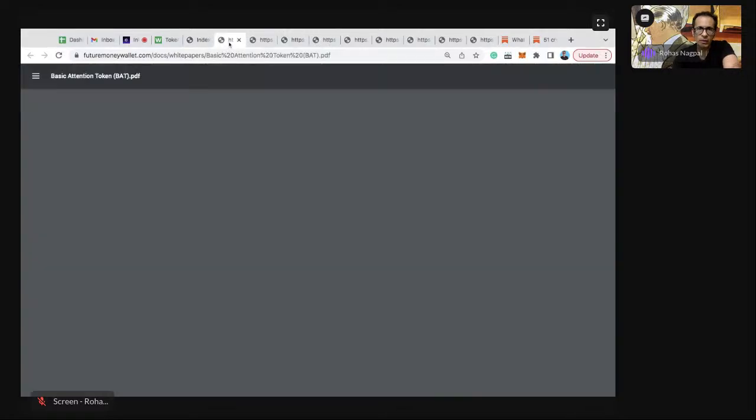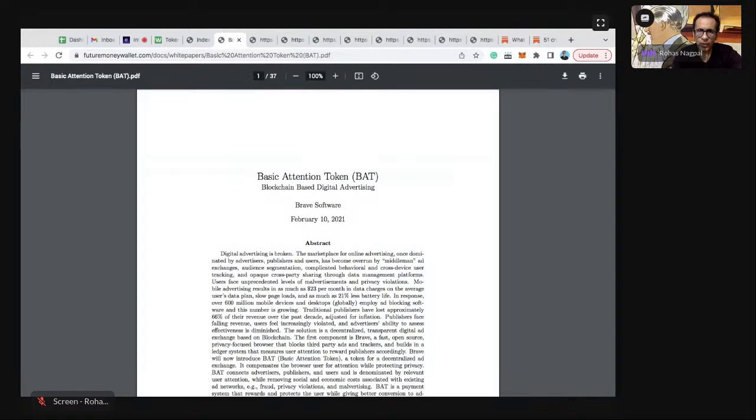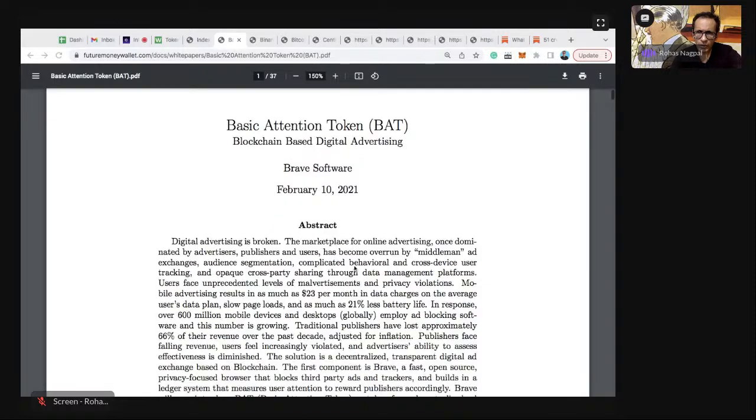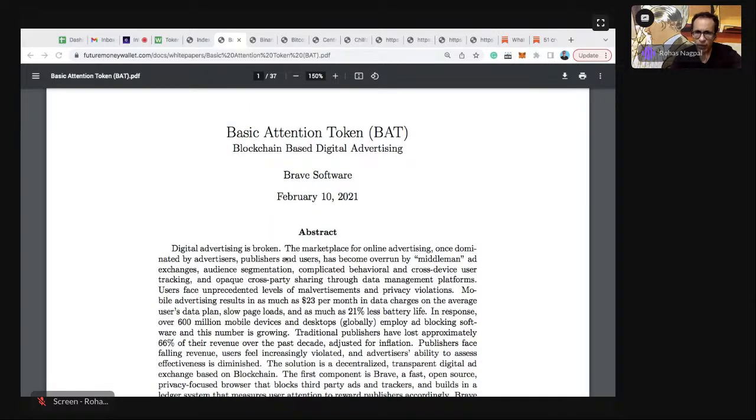So of course, Basic Attention Token, I would say, okay, let's just open it up. It's a little slow today. Give me a second or two more. Okay, so I hope you can see Basic Attention Token here. Give me a quick yes if you're able to see it. Okay. Yeah, awesome.